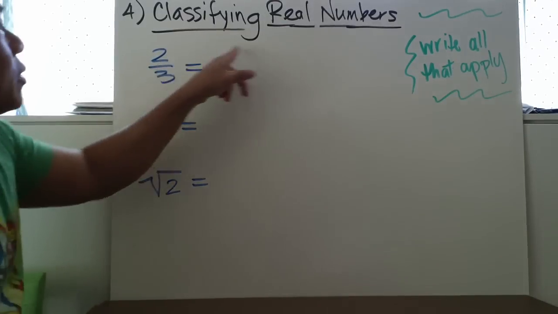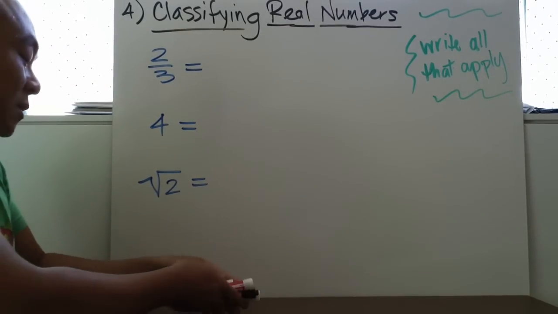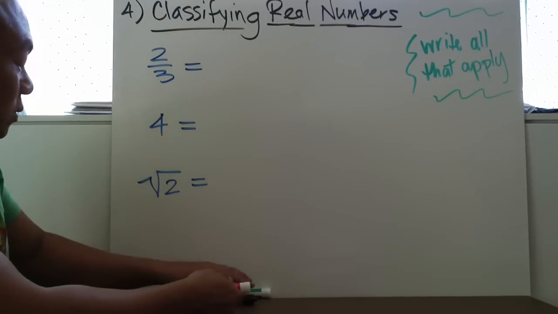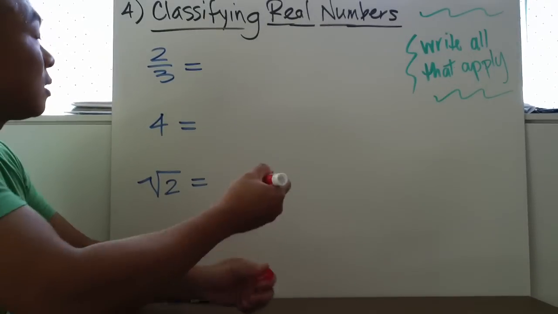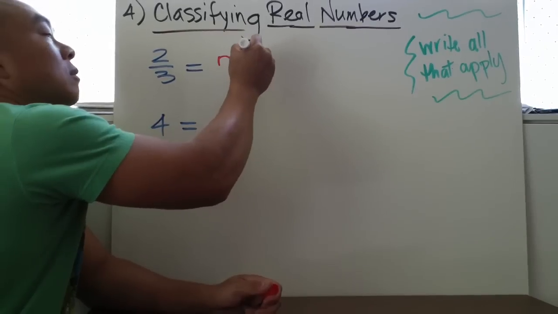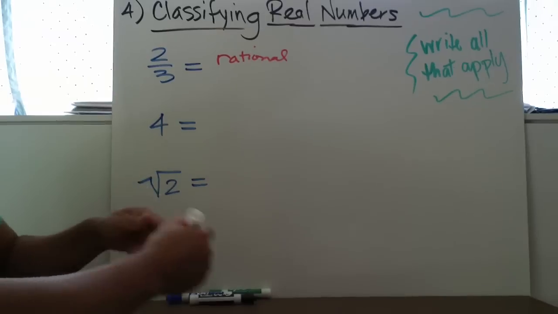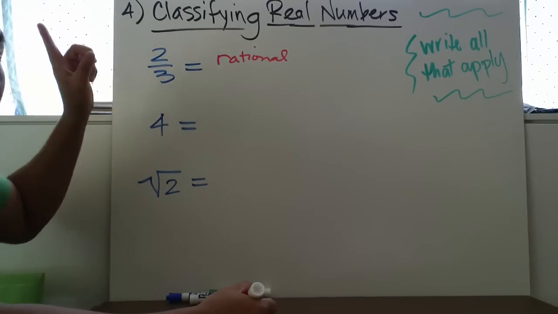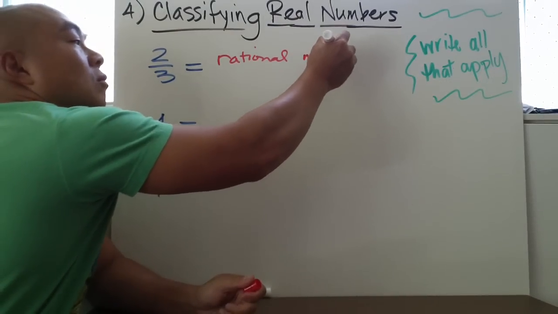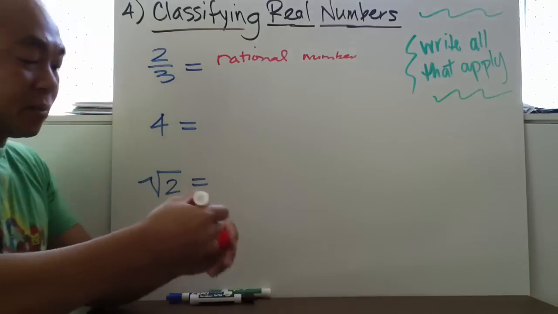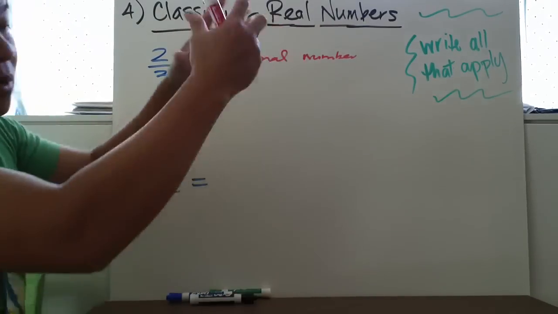Alright. So we're going to classify real numbers. Notice it says write all that apply. So you're going to write down every single thing that does apply. Here, 2/3. Number one, it's a fraction. If you look back, that's a rational number. So let's call that a rational number. Is 2/3 a whole number? No. Natural number? No. Integer? No. So basically, the only thing this one is, is a rational number. And again, it is a real number because it's part of the whole real number system. So it falls into that larger umbrella.